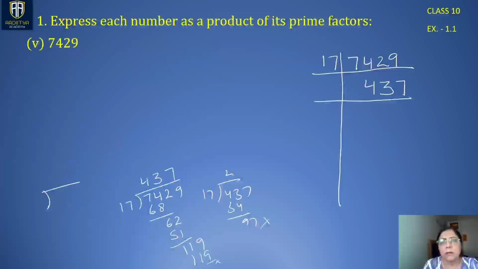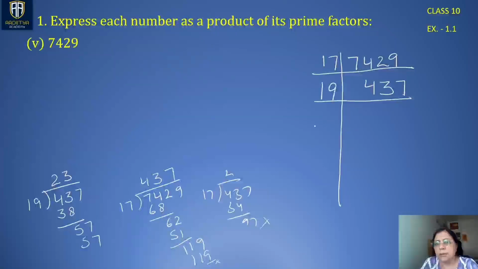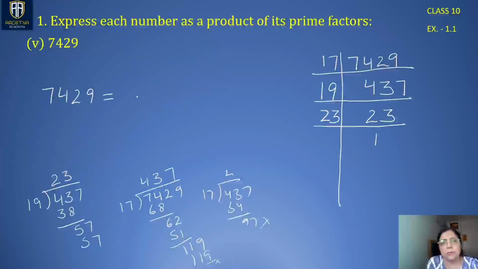So next we go by 19. 437 divided by 19. 19 twos are 38. 13 minus 8 is 5. 57. Yes, 19 threes are 57. Now we divide this number by 19. So we get 23. And 23 itself is a prime number. So we can divide this by 23. So the prime factorization of 7,429 becomes 17 times 19 times 23. Right?